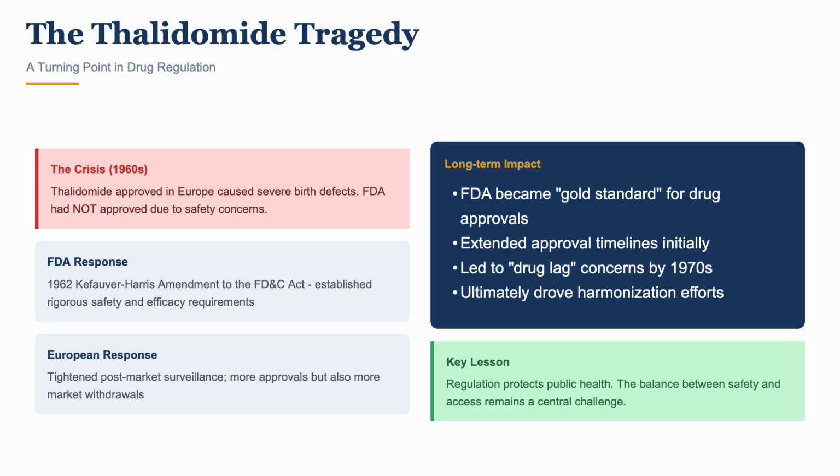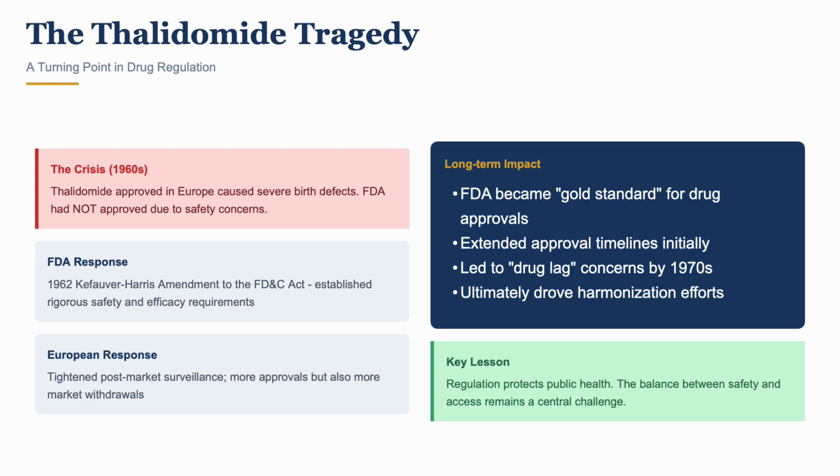In Europe, authorities tightened post-market surveillance. More drugs were approved, but more were also withdrawn from the market when problems emerged. The FDA took a different approach, implementing the 1962 Kefauver-Harris Amendment, which significantly strengthened pre-market safety and efficacy requirements.